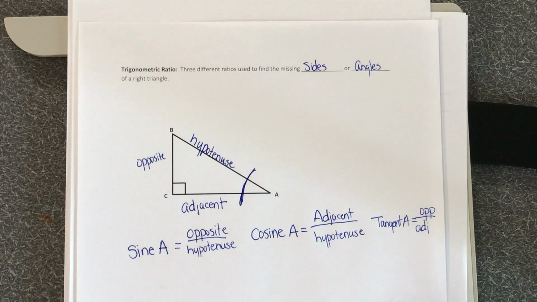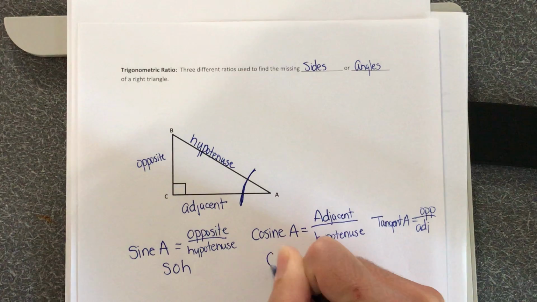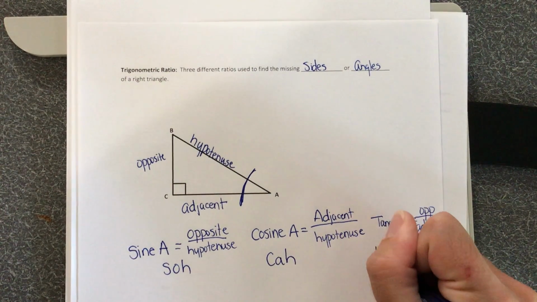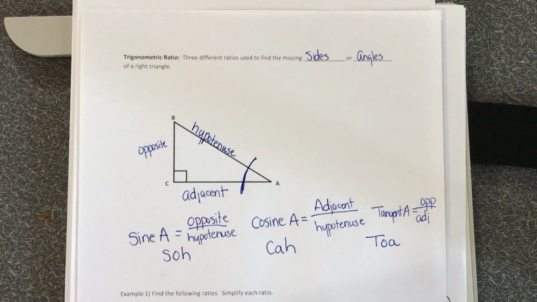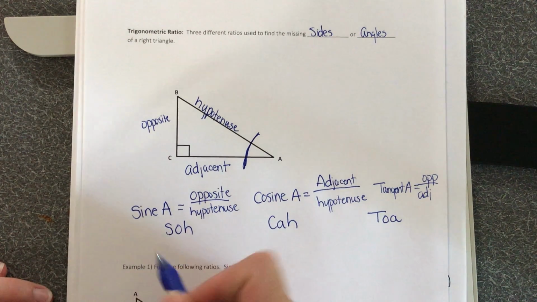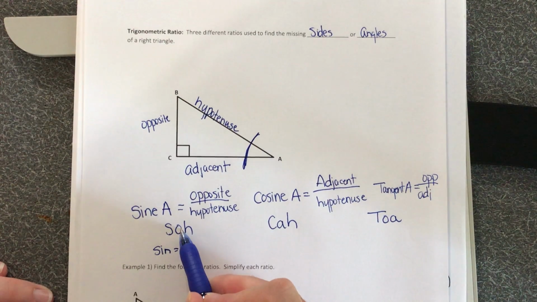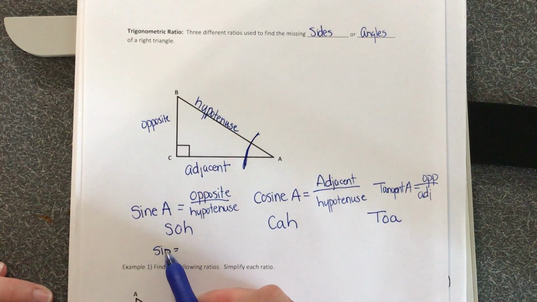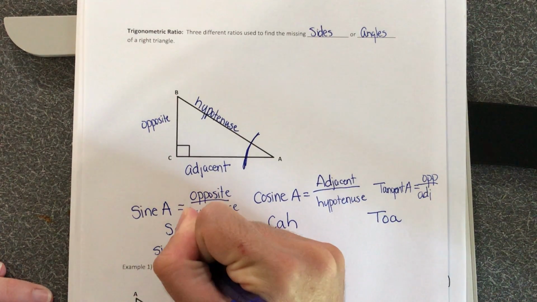There is a useful way to help you memorize this, and it's the old wise Indian: SOH-CAH-TOA. So how do I use this mnemonic device? The S stands for sine. The O is for opposite, and the H is for hypotenuse. So sine is opposite over hypotenuse.